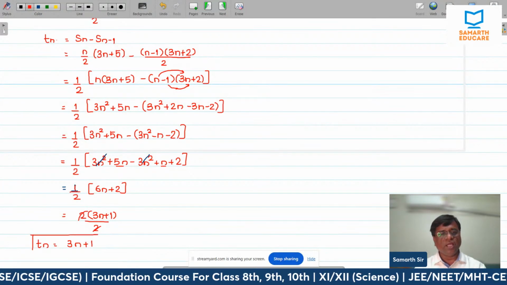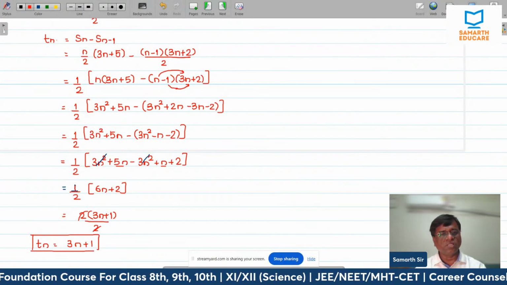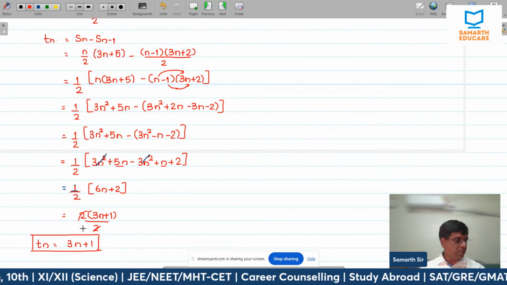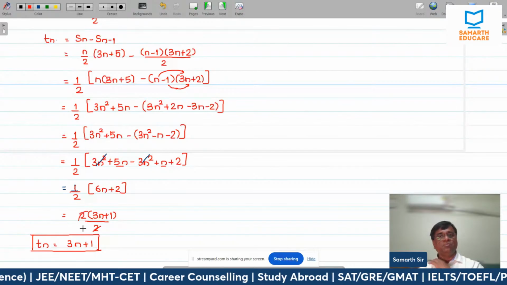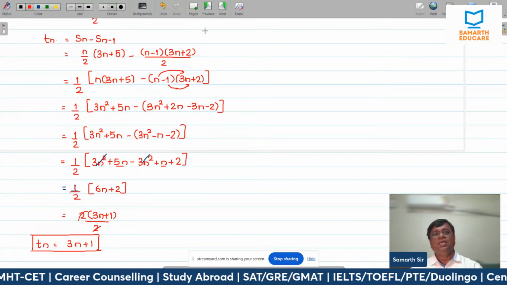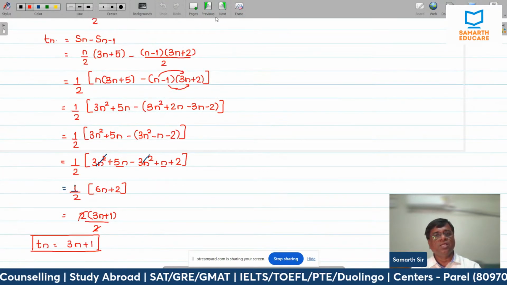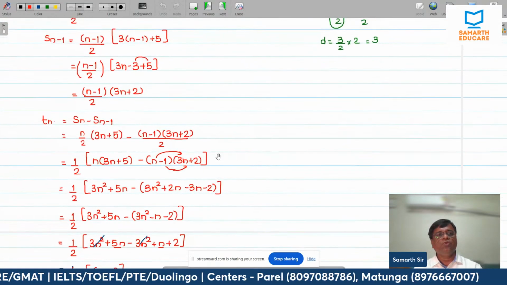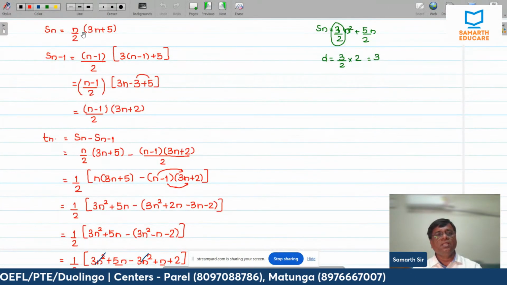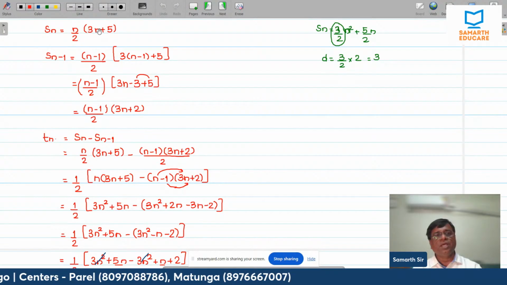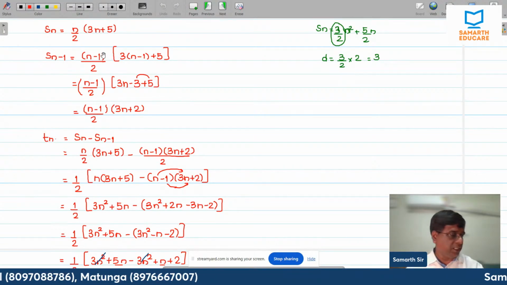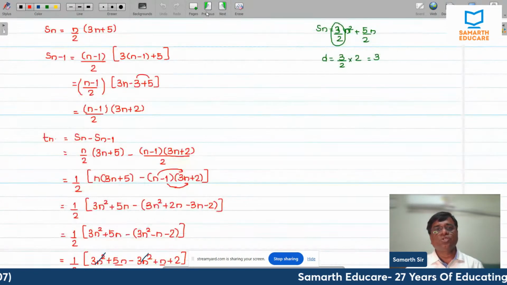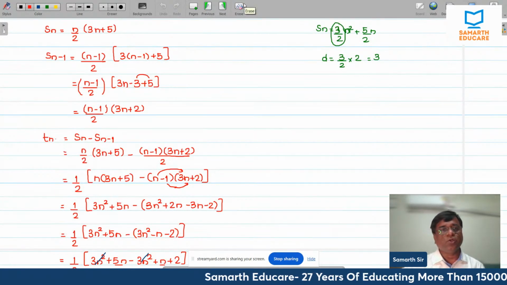So how do I find out the nth term when Sn is given? Always, immaterial of any type of progression, arithmetic, geometric, harmonic, arithmetic-geometric or miscellaneous, whatever it is, Tn is Sn minus Sn minus 1. How do I find out Sn minus 1? Just replace n in Sn: wherever you see n, write n minus 1. Here 3n was there, so in its place I wrote n minus 1. Alright.